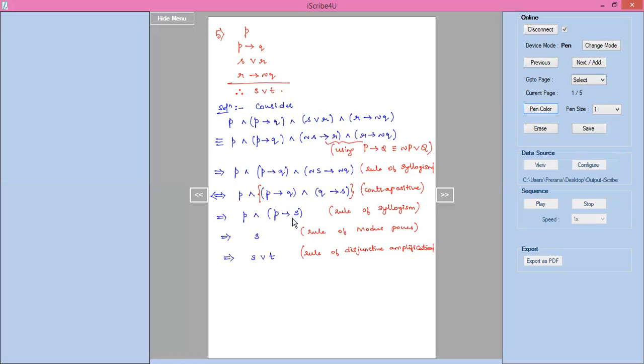What is that rule of disjunctive amplification? P implies P or Q. So if I just have P, P can always be implied as P or Q. So I had just S here. S can be implied as S or any other proposition. So S or T I have taken because that is my requirement. So we have arrived at the required conclusion. So we can finally conclude that the given argument is valid.